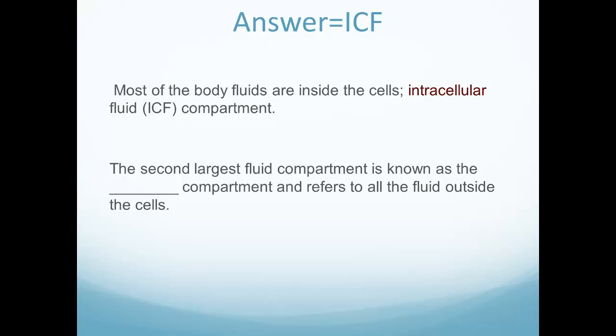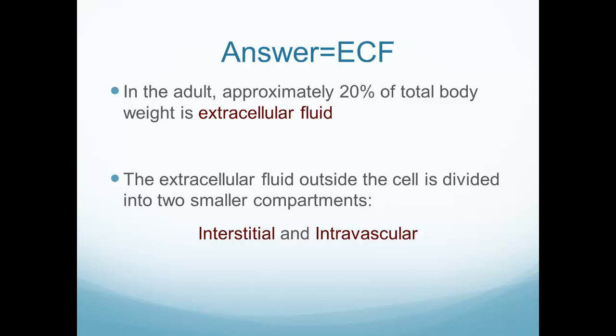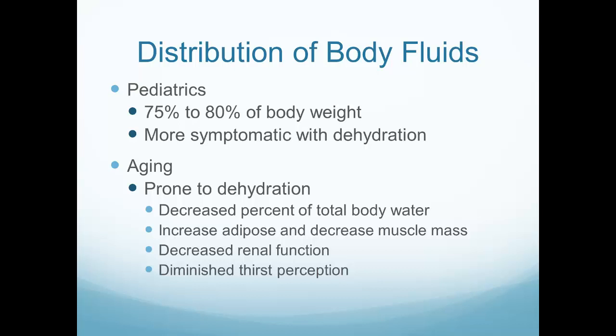So intracellular fluid compartment. The second largest fluid compartment is known as the blank compartment. It refers to all the fluid outside the cells. So it's not intracellular, therefore it must be extracellular, fluid outside of the cells. The extracellular fluid compartment contains two major compartments, which are the interstitial and the intravascular.